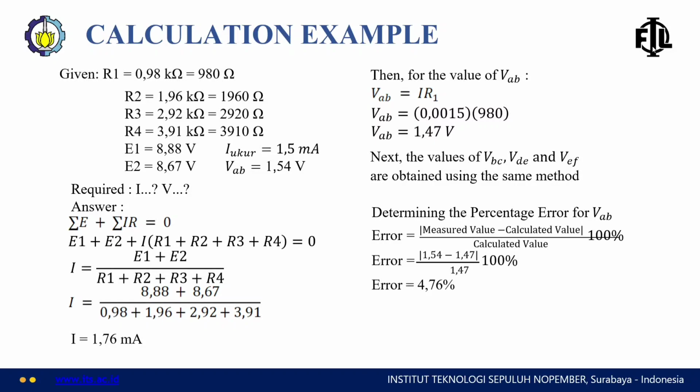Next, we calculate the percentage error. Taking the VAB measurement as a sample, the error is the absolute value of the difference between the measured and the calculated voltage divided by the calculated value multiplied by 100%. By substituting the values, we get the absolute value of 1.54 minus 1.47 divided by 1.47 times 100%. The result is approximately 4.76%.